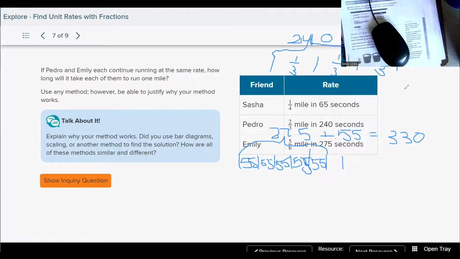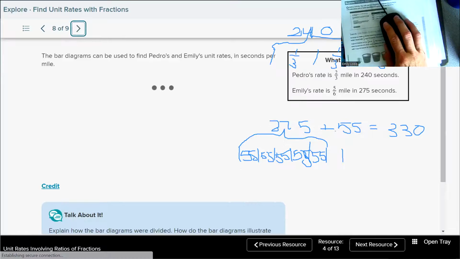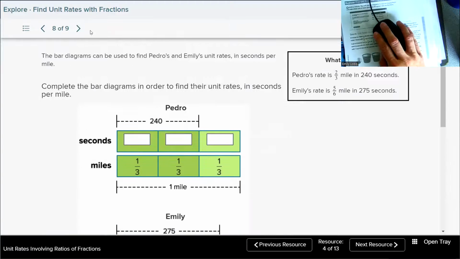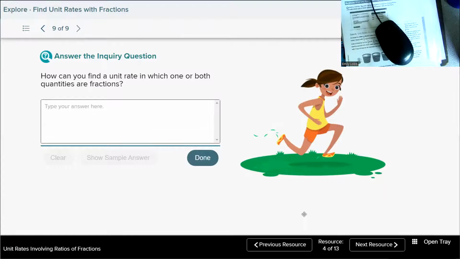Then we're comparing them to how long it took them to run a mile, right? Not just parts of the mile, because that makes it hard to compare. You want to compare apples to apples. Let me quit drawing here. All right. All right, so this is just walking us through what we just did. And then you could answer it. If you wanted to check your work, if you weren't here, you could put your answer in here.